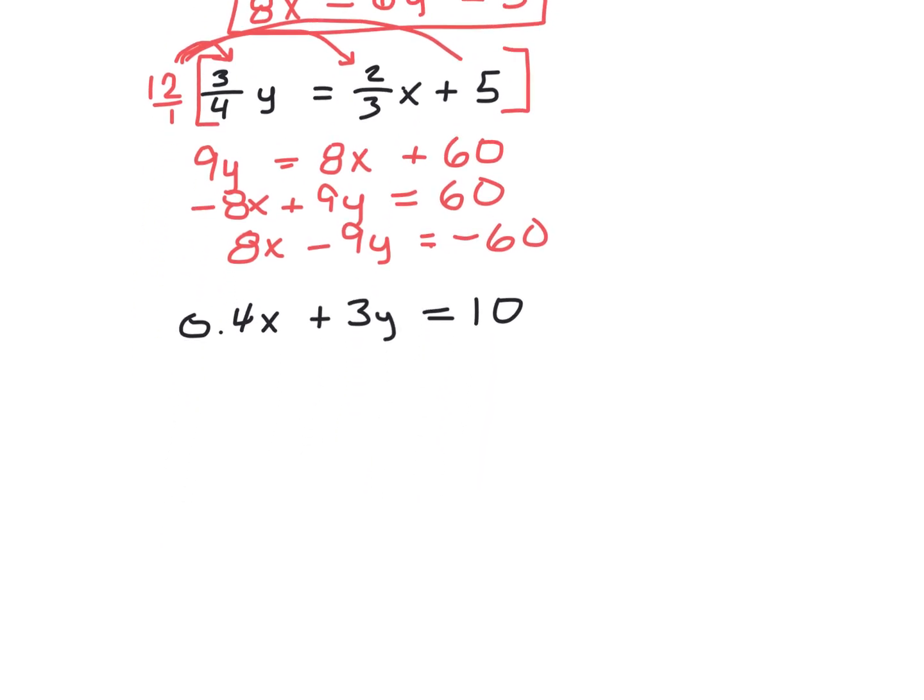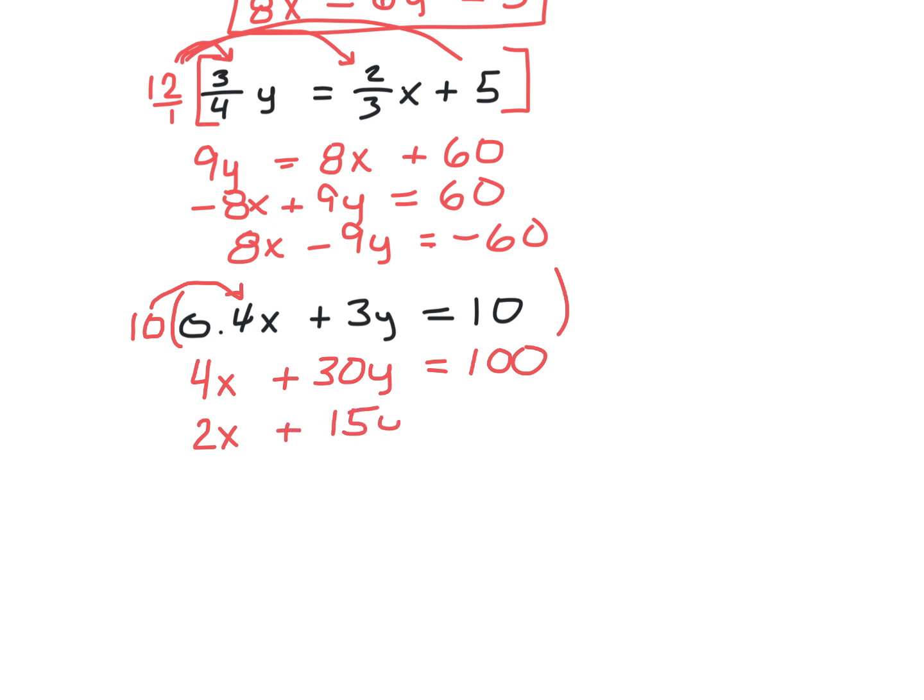Next one here is an example of a decimal. We've got one decimal place here. So to get rid of that, I'm going to multiply this entire equation by 10. One decimal place, multiply by 10. If I had two decimal places, I'd multiply by 100, because that will just move the decimal one place. So I'd have 4x plus 30y is 100. And then I can take a 2 out of all of this, and I end up with this equation in standard form.